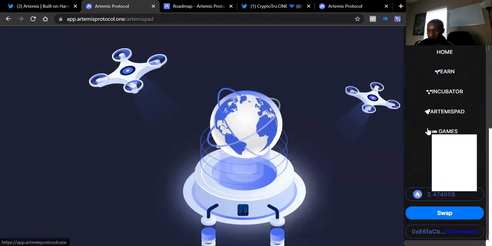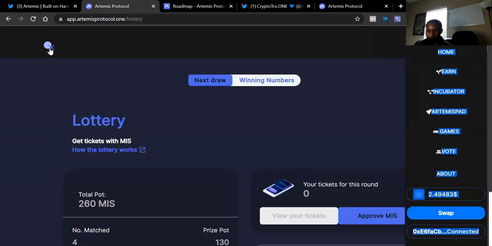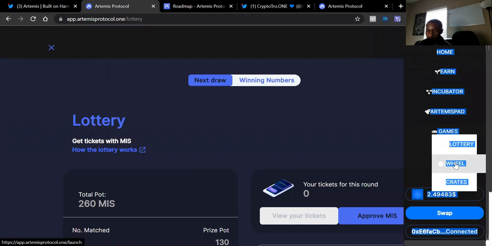Then we go down to the games, and I want to just hit on lottery. You can see the total pot right now is 260 MIS, man. So 260 MIS at about $2, I want to say it's about $400 plus, really over $400. But that's the pot. And if you want to buy a ticket, you can buy a ticket and enter for a chance to win the pot, man. So that's exciting moving forward as well. I'm looking forward to seeing those lotteries and all of those things.